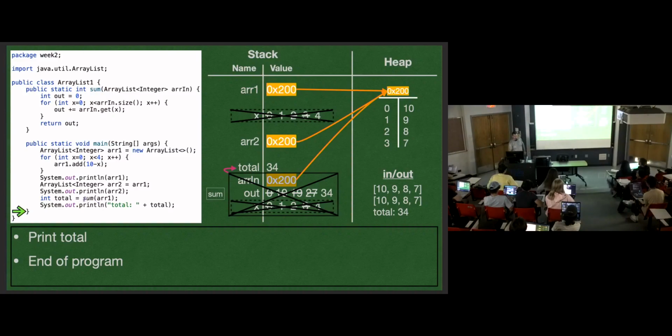Through the method call. So sum is the method here. So we're calling the method, so we're taking the arguments and assigning them to the parameters.